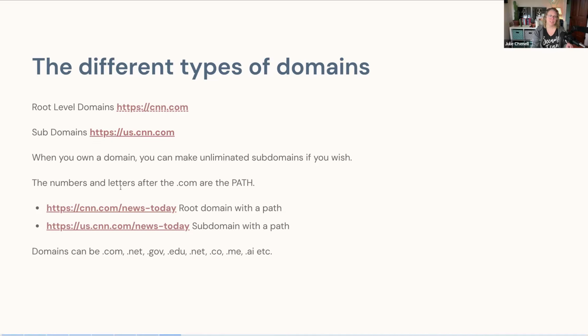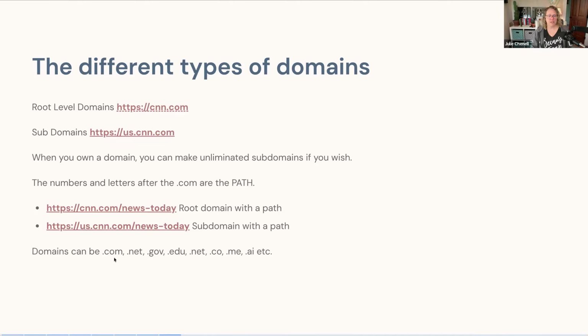The numbers and letters that come after the domain or the .com are the path. So here you've got cnn.com/news-today or us.cnn.com/news-today. These are paths. And as you can imagine, you can make an unlimited number of paths off your domain. So if you own cnn.com, you can have a million pages, whatever your brain can come up with for paths. You can also have unlimited subdomains.